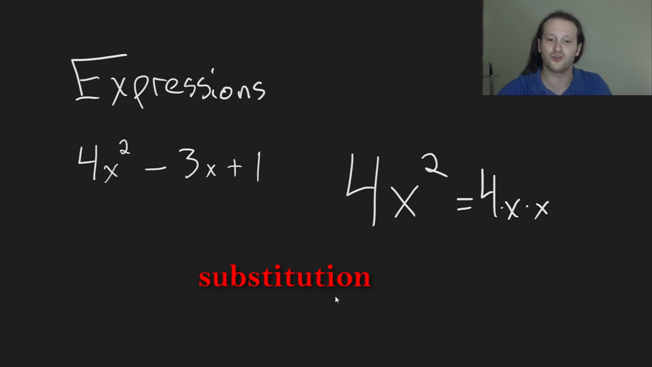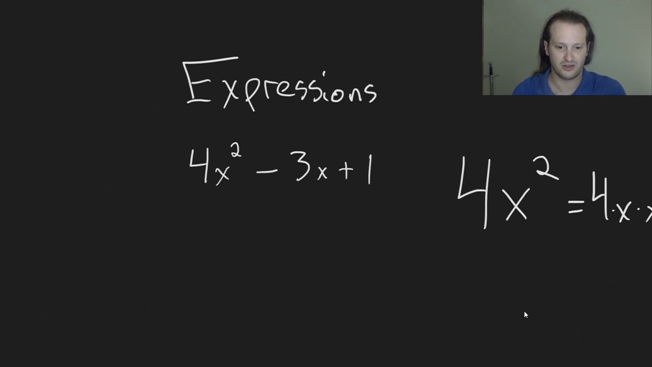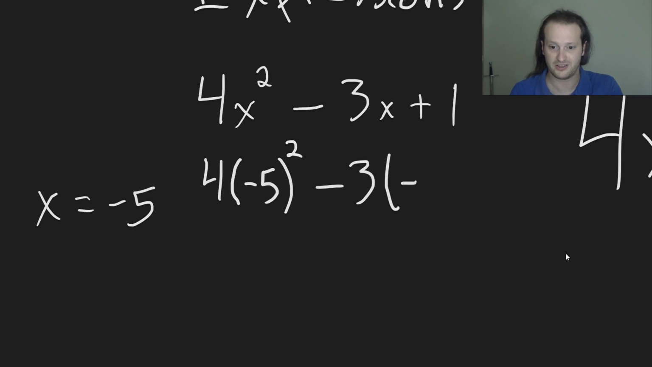I'll reiterate that if you're doing any sort of substitution for variables, you need to use parentheses. So for instance, if we had this expression again and I denoted x was equal to negative 5, then we would have 4, and then I'm replacing the x with negative 5 with parentheses. Any sort of substitution, you use parentheses. Sometimes it's trivial, but it's just a good habit to get into. Minus 3. Again, x is negative 5, plus 1.